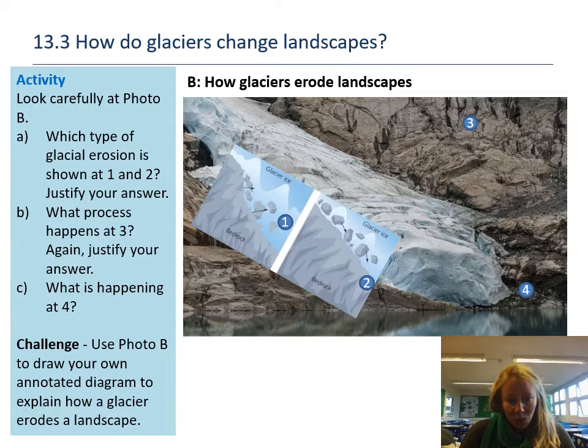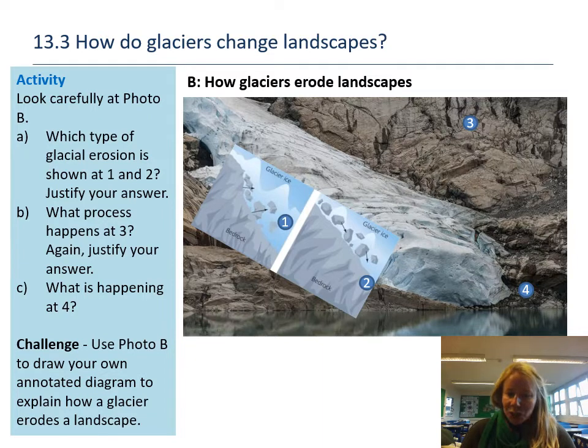Question B, what process happens at 3? Again, justify your answer. How do you know this and why does it occur there? C, what is happening at 4? Again, if you need help with these questions, skip back. If you remember, I did explain this at the beginning, so go back and watch it if you need to.